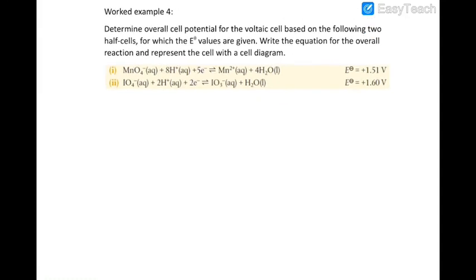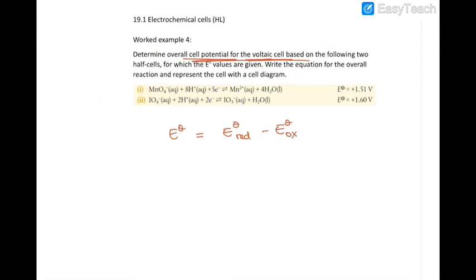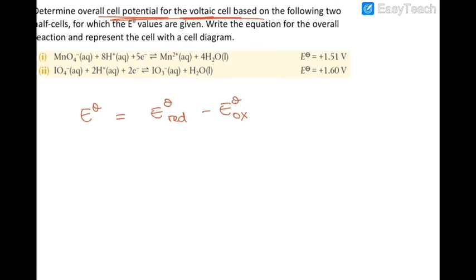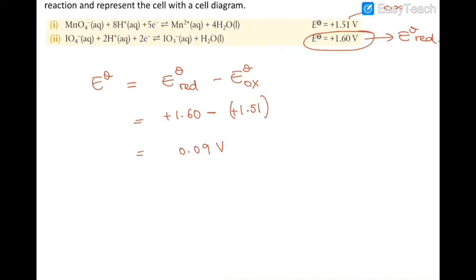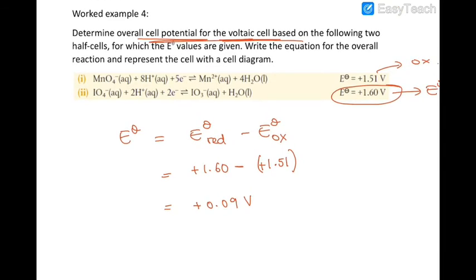The fourth example: determine the overall cell potential for the given cell. So the overall electrode potential is going to be the electrode potential of reduction minus the electrode potential of oxidation. The reduction one is the one which is more positive, so the more positive one is this one, therefore this is going to be reduction, and here you're going to have oxidation. So it's plus 1.6 volts minus 1.51 volts. You're not going to flip any sign, you keep it as it is. So you have 0.09 volt overall.